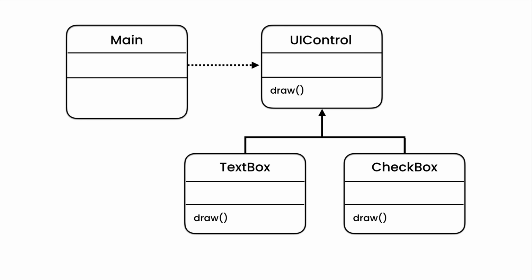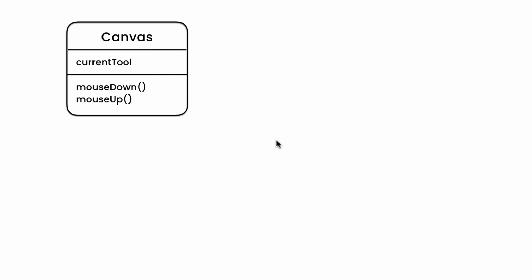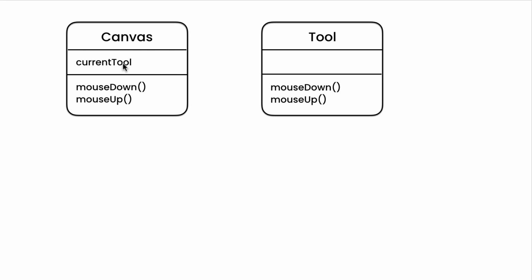Now we can use the same technique to get rid of those ugly if and else statements in our canvas class. So here's our canvas class. We have the current tool field and these two methods. We want these methods to behave differently depending on the current tool. So we introduce a new class called tool. This is going to be an abstract class like our UI control.